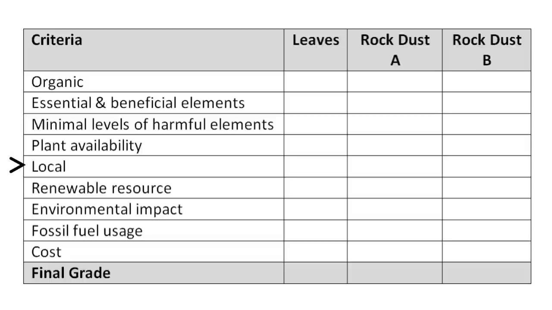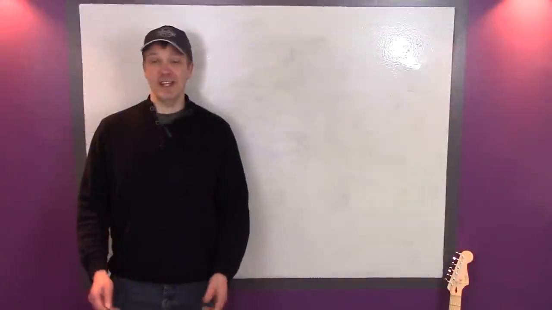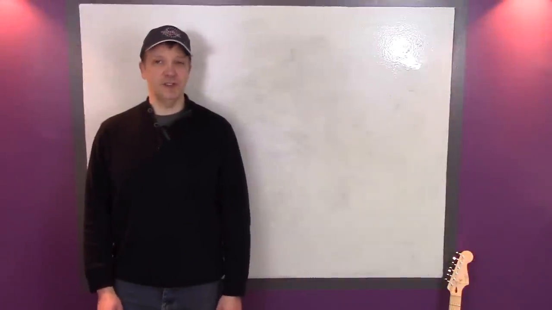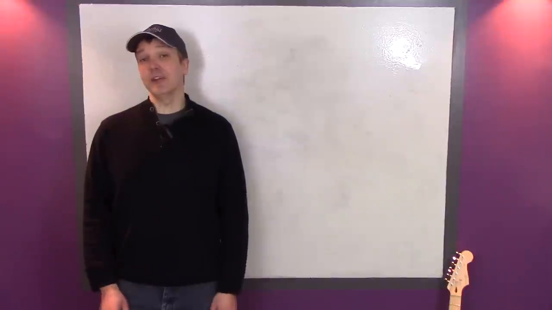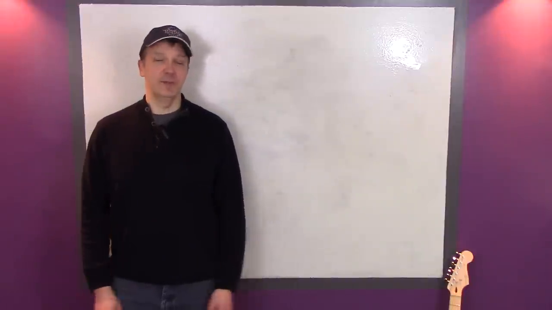I prefer the product to be local and from a renewable resource. Minimal environmental impact and fossil fuel usage are important to me as well. Finally, I'd like the product to be reasonably priced. I'll grade on a scale from A, which is excellent, to F, which is failing. Admittedly, the grading will be subjective, but I'll do my best to be fair.